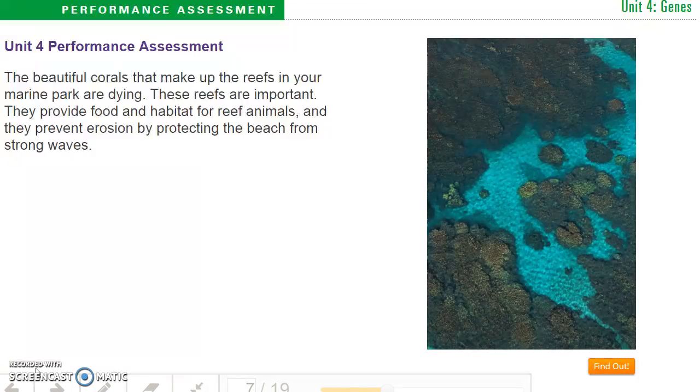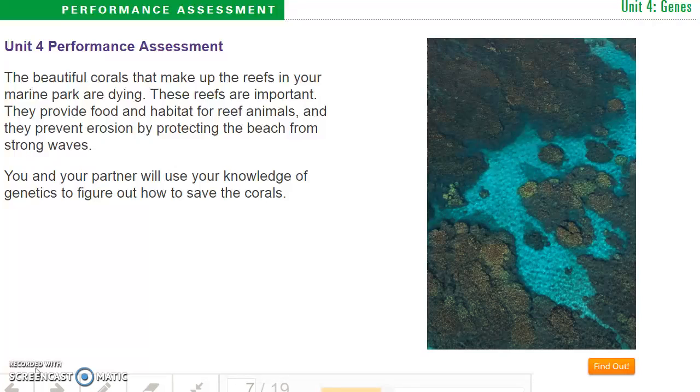So, see a picture of corals to the right? The problem that you're facing in this performance assessment is that they are dying. And that's, of course, important. As you can see up on the screen, it's because they provide food and habitat. They prevent erosion by protecting the beach from strong waves. So your job is to use your knowledge of genetics to figure out how to save the corals.